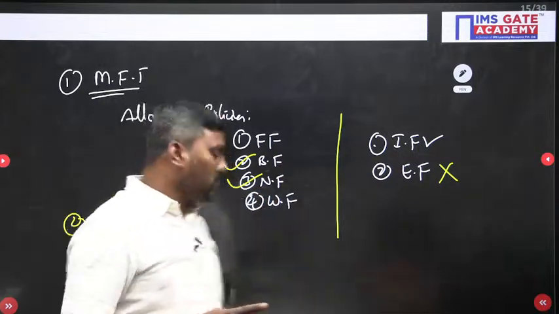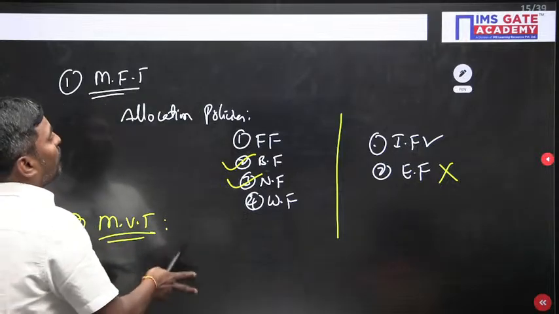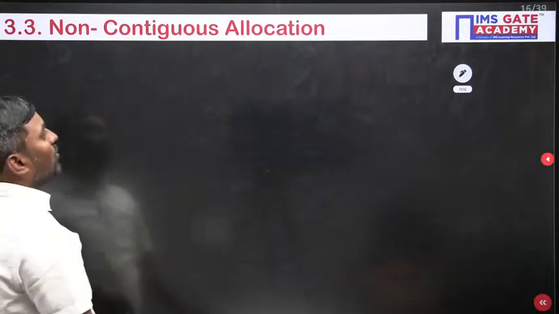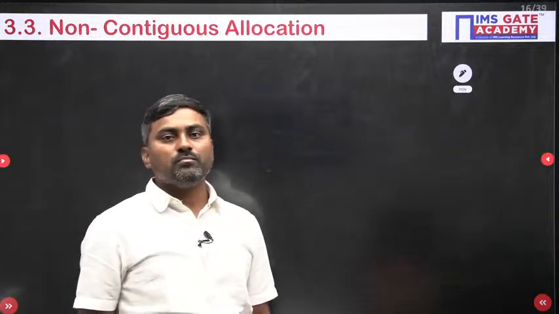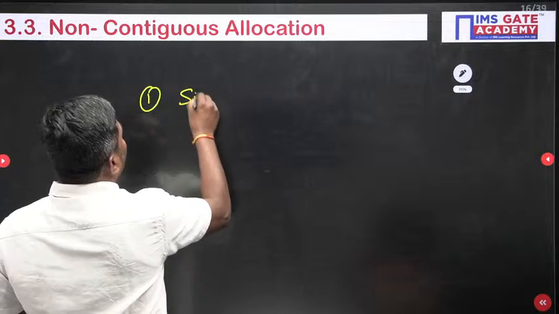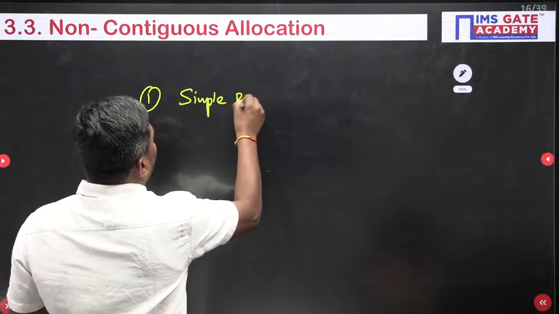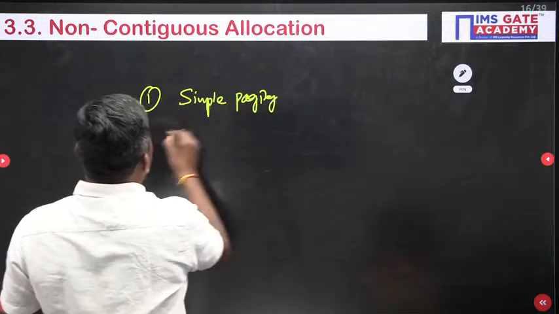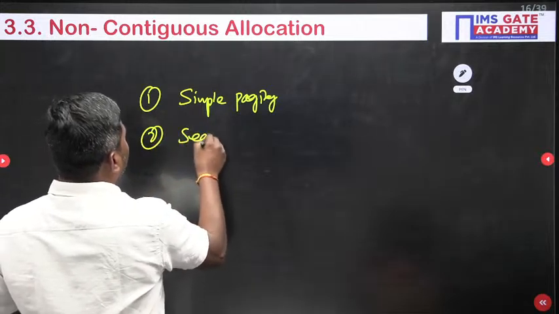To solve this external fragmentation, we move to non-contiguous memory allocation. Under non-contiguous allocation methods, the first concept we should learn is simple paging. The second one is segmentation.